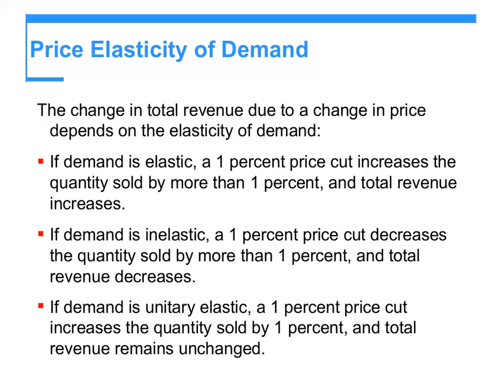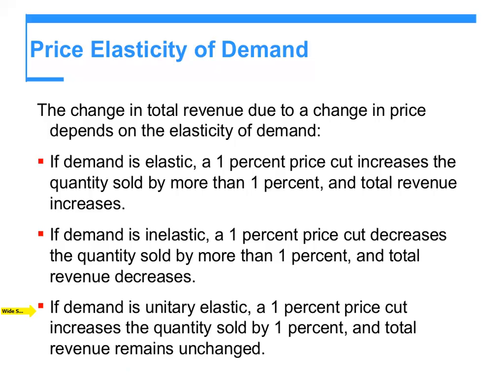And if demand is unitary elastic, meaning exactly one, a one percent price cut increases the quantity sold by 1%, and total revenue remains unchanged. Very simple. You are exactly at a point where elasticity equals 1. It means one percent change in price, one percent change in demand. If you do that, the total revenue doesn't change. Right? That is the point that we call the midpoint in that linear curve that you just explained.